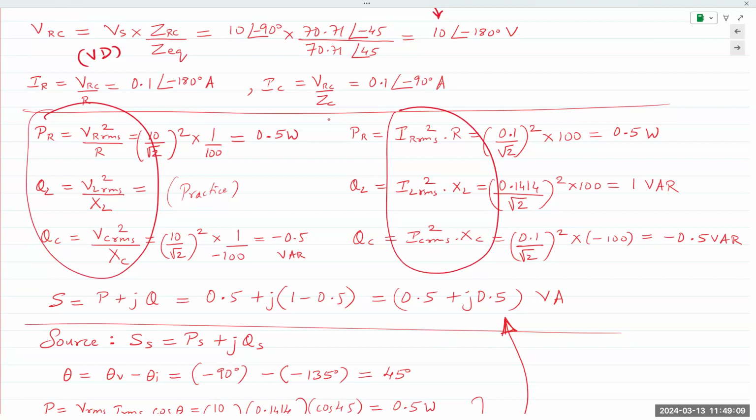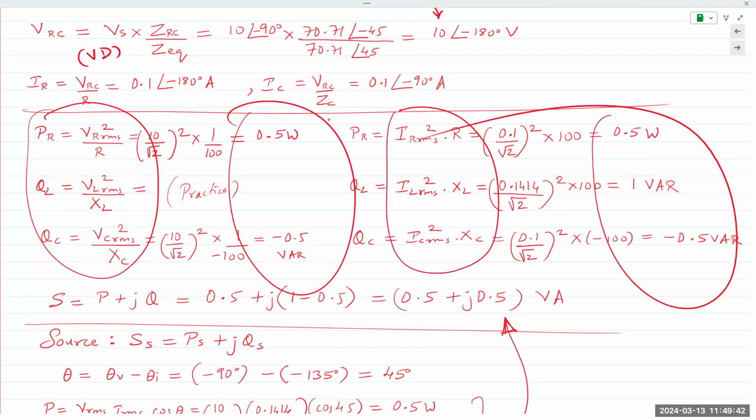For an inductor, it is V over X. Sorry, for an inductor it is V over X, or V over XC for a capacitor. And for the current, it's I times X, I times XC. So if you want to find the power from the voltage for every component, use these equations. If you want to use current, use these equations. You get the exact same answer, no difference.